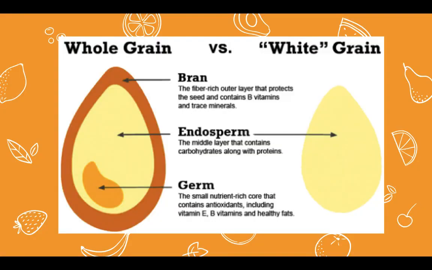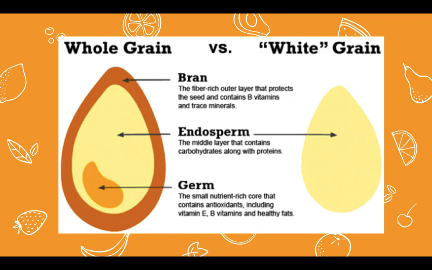I like to share this graph with you because this is an excellent way to show you the difference nutritionally between whole grains and white grains. On the left-hand side is what would represent brown rice or whole wheat bread or whole wheat pasta. On the right-hand side is what would represent white bread, white rice, white pasta. Now the commonality here is your endosperm. This endosperm is the middle layer of the wheat kernel that provides the carbohydrates and protein.